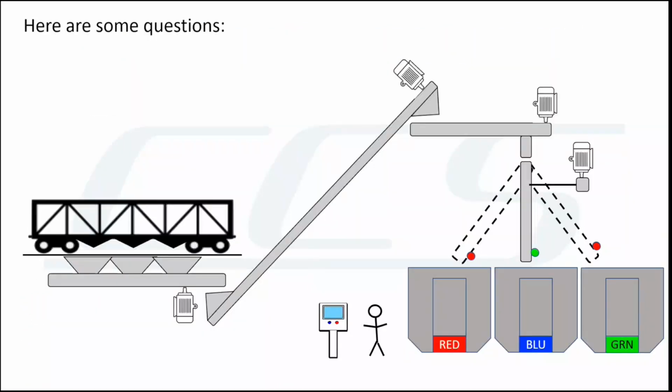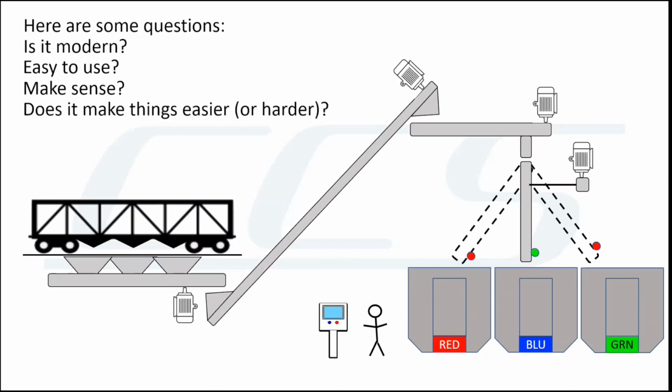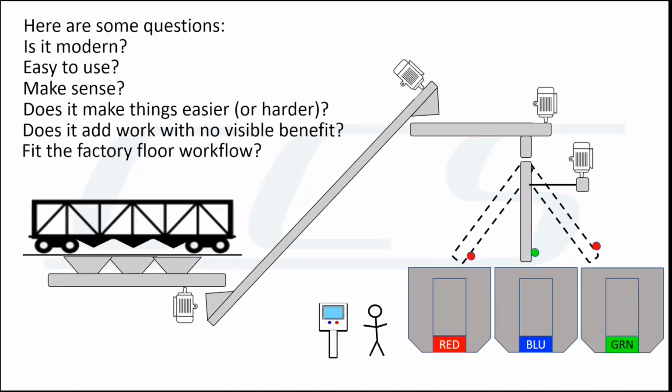Okay, so let's look at this in terms of our example with our unloading scenario. Let's ask a few questions. Is it modern? Is it easy to use? Does it make sense? Does it make things easier? Does it add work with no visible benefit? And does it fit the factory floor workflow? And this is actually really important. It'd be really incredible to have this new system, but it doesn't have any practicality towards the rest of the plant. It's all got to make sense. It's all got to tie together in some seamless way.